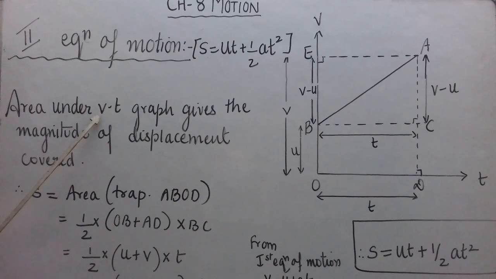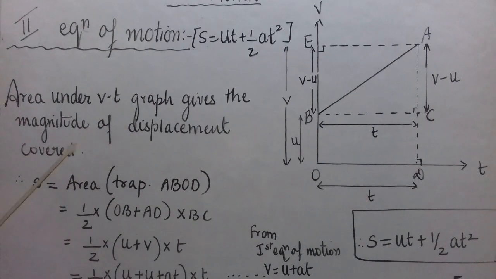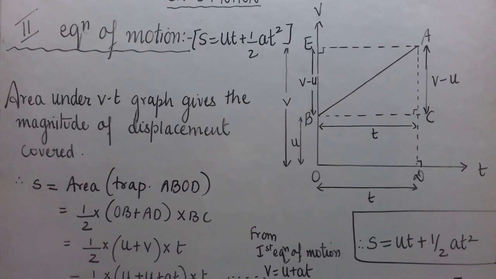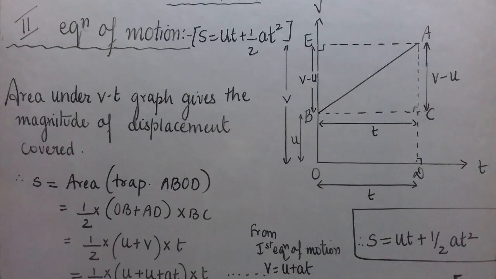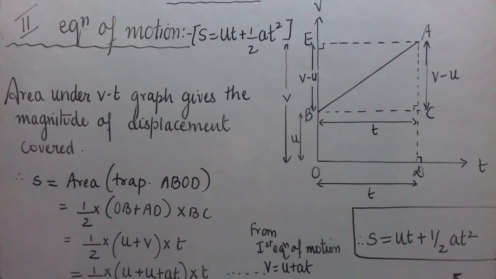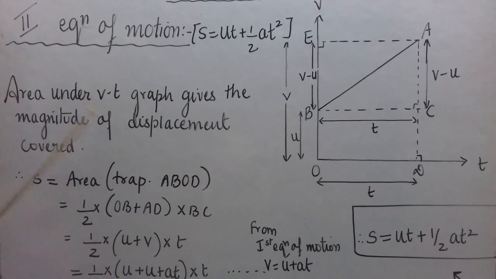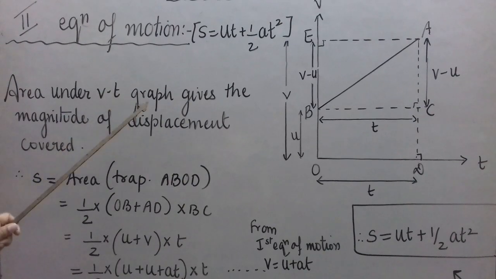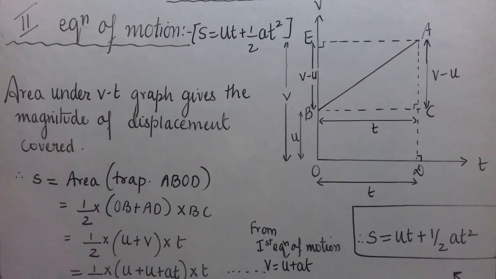Area under VT graph gives the magnitude of displacement covered. We know that although in a straight line, magnitude of displacement and distance are same and magnitude of velocity and speed are same, but actually the real thing we should use here is magnitude of displacement and velocity only, but even if I use the other words, it's fine. Area under VT graph gives a magnitude of displacement covered.